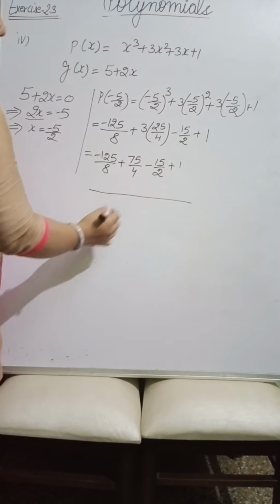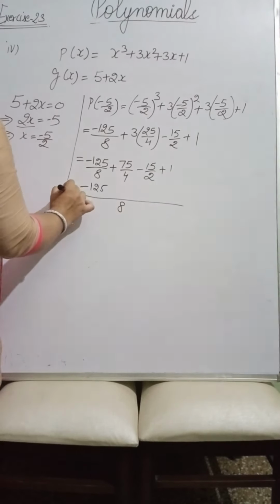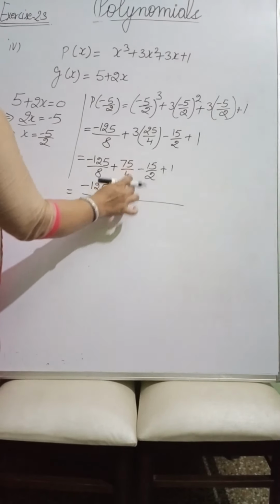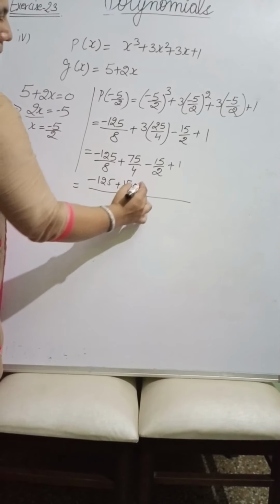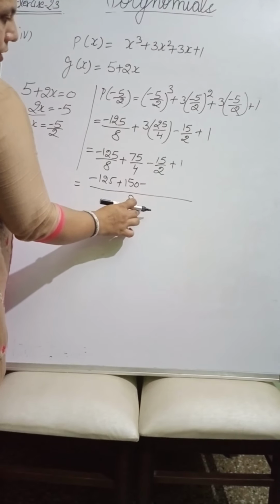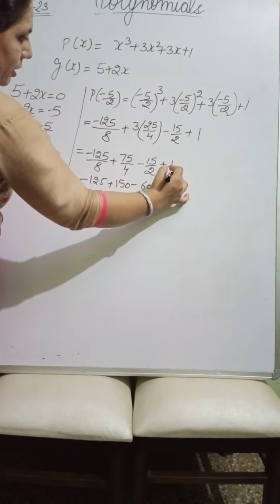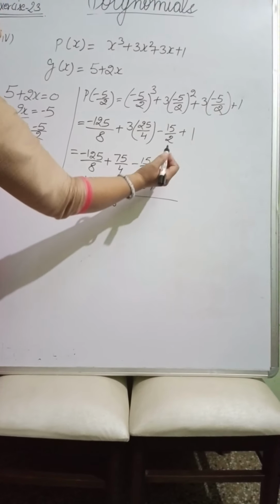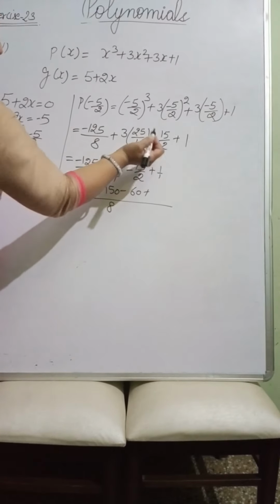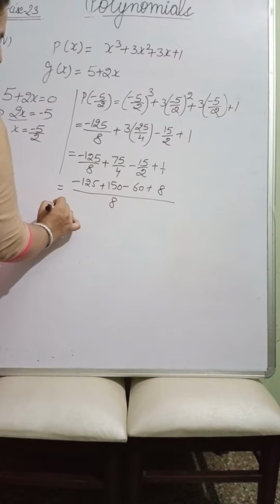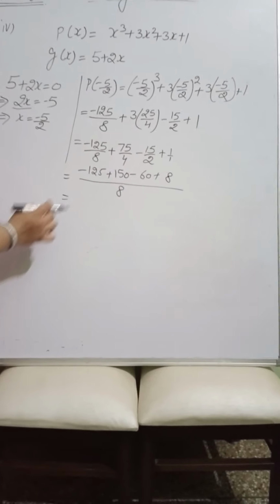Take LCM. 8: minus 125, plus 4 twos are 8 and 75 twos are 150, minus 2 fours are 8 and 15 fours are 60, and here nothing is in the denominator, so you will take 1 eight is 8, so you are getting quotient 8 and 8 ones are 8. Combine all plus terms and all minus terms.